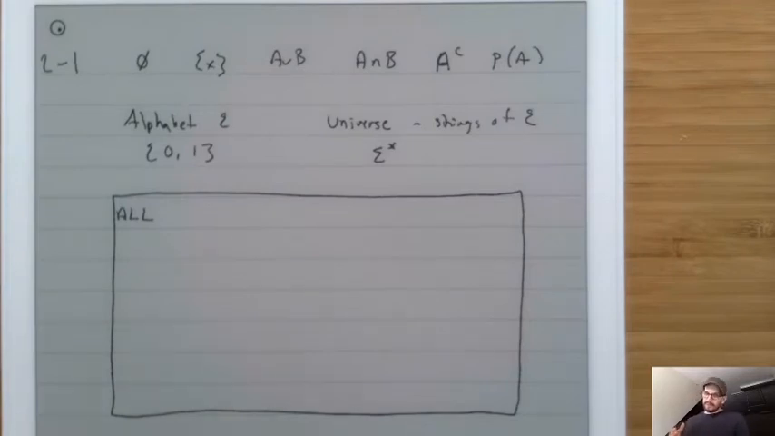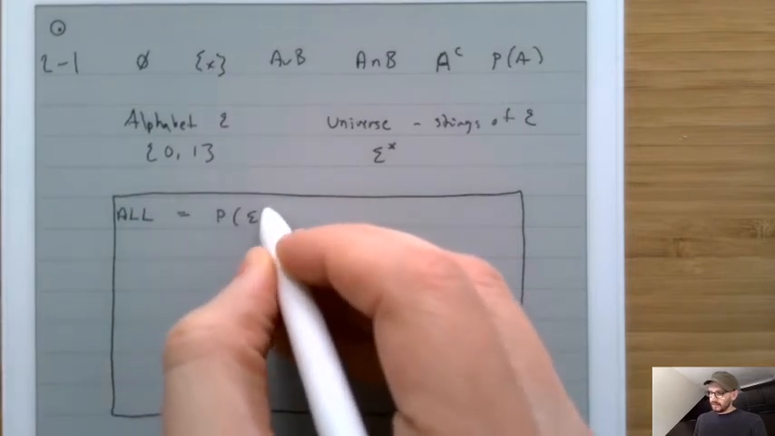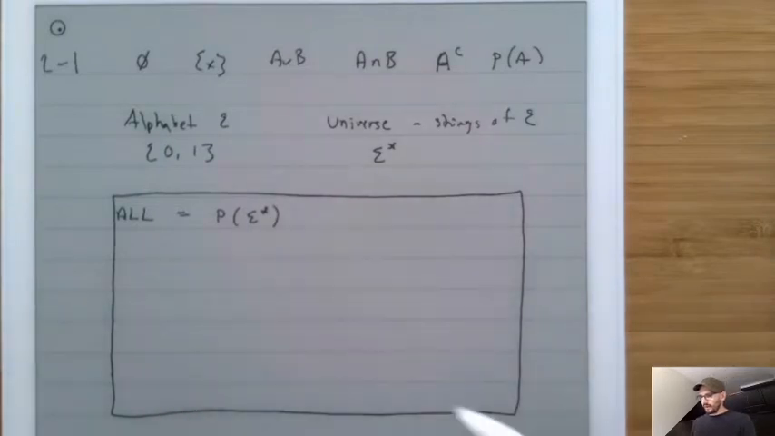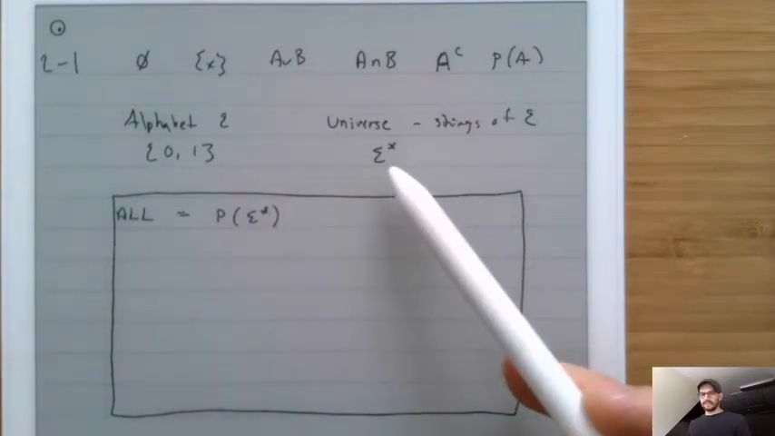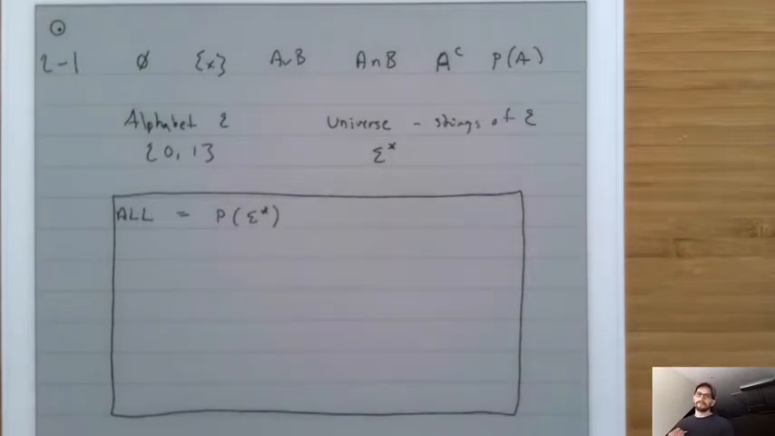Now, when we say all possible computations, that means all possible sets of strings. Okay, well, how can we write down a formula for all possible sets of strings? Well, it's actually quite easy, because we know that the power set is all subsets. So if we write down sigma star, which is the set of all strings, the universe, and we write down P of sigma star, then that means the set of all possible subsets.